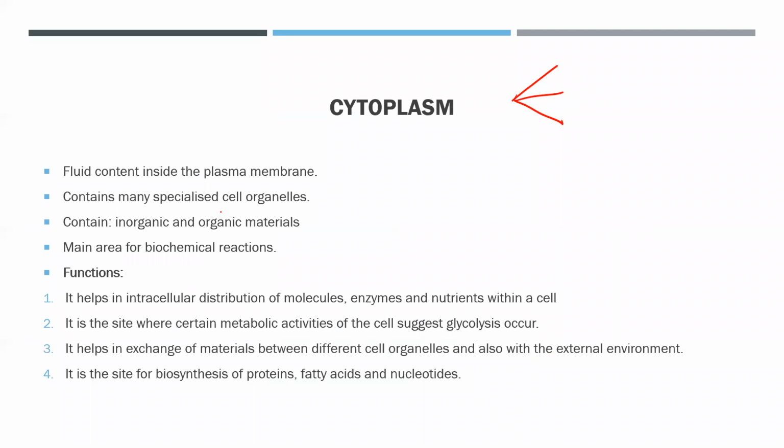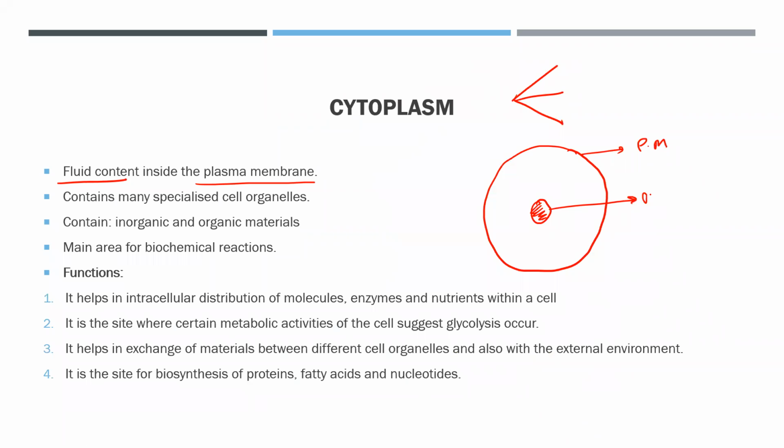Okay, first of all, cytoplasm is the fluid content of the cell. Fluid content means which can flow, okay, inside the plasma membrane. It is enclosed by the plasma membrane. If this is the nucleus, this is the plasma membrane, this is the nucleus, then this particular part, the left out portion, the dotted portion which I am drawing, this is basically the cytoplasm.